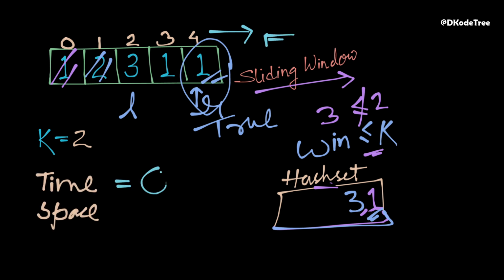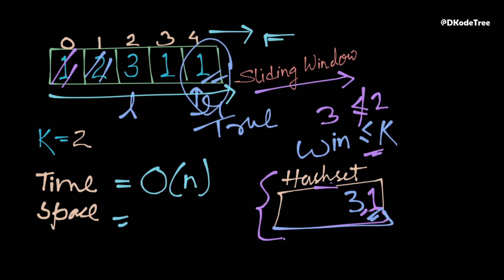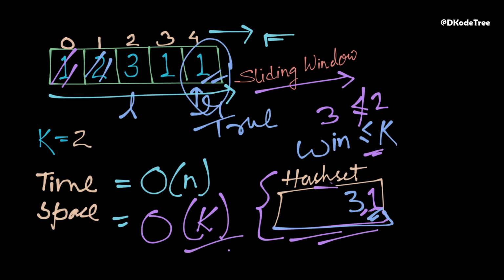The time complexity of this approach is O of n, as we are scanning the list only once. And at any time at most k plus 1 elements can go inside the set, so the space complexity becomes O of k. So now let's quickly code this up.